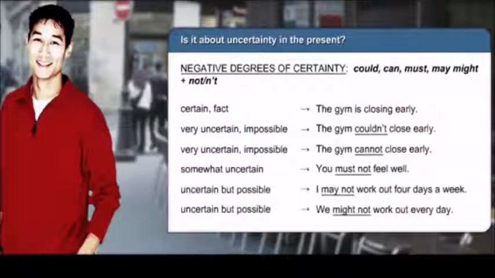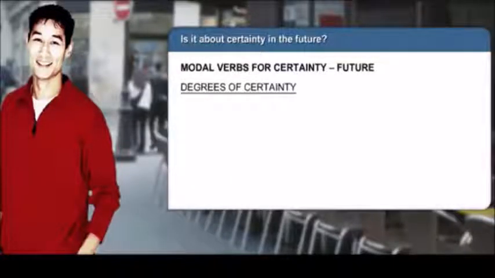To say that something is uncertain to happen, but is still possible, use may not or might not. I may not work out 4 days a week. We might not work out every day. Is it about certainty in the future? Some modals are used to express degrees of certainty about future events. A future time expression is often included.